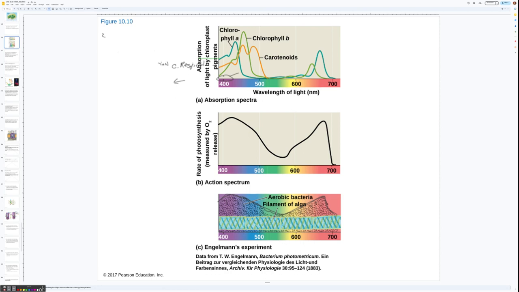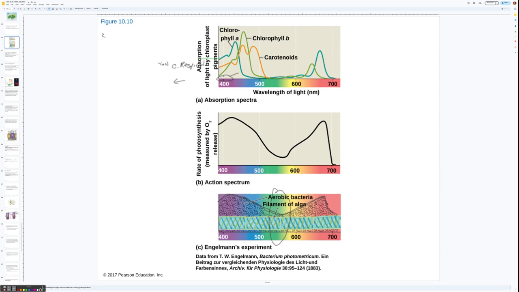That's my bacteria. Where are my bacteria located, in terms of color? Blue, purple, red. Where are they really not located? Greenish here, right?